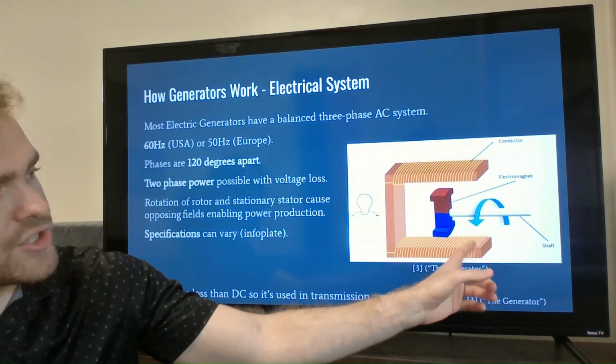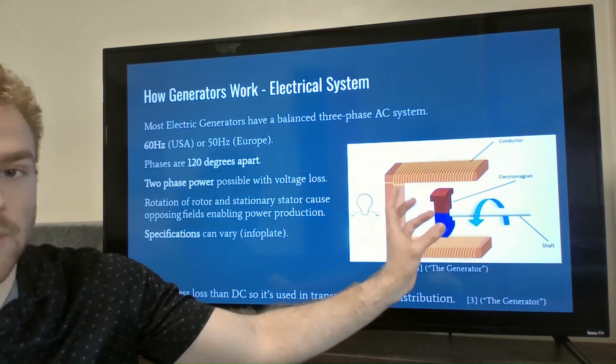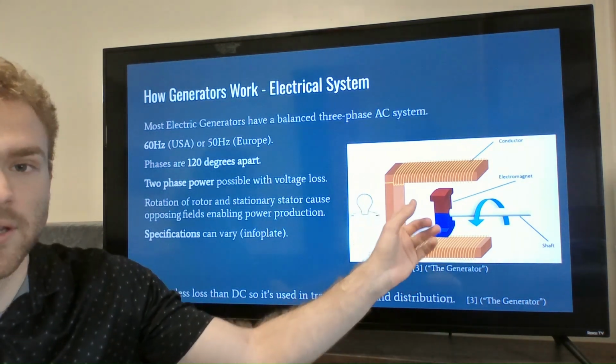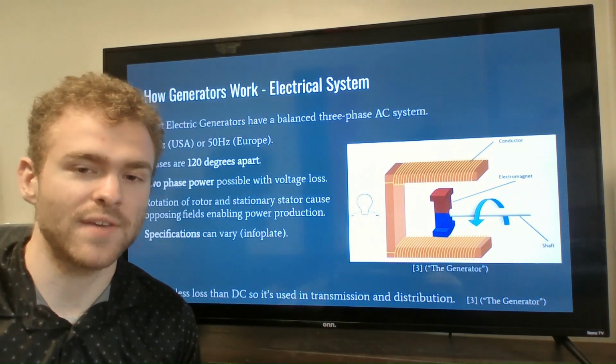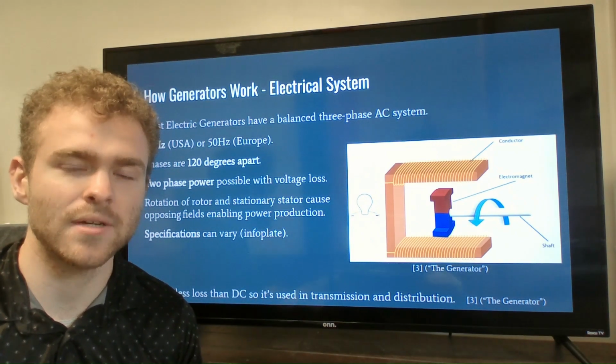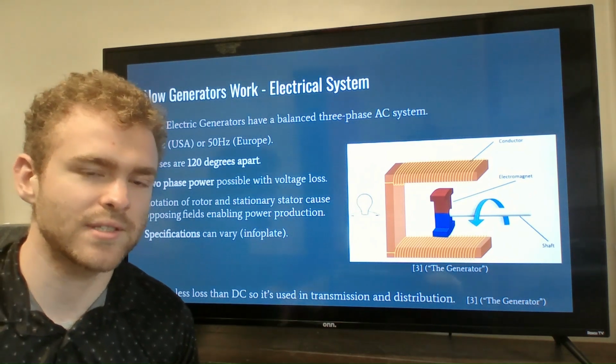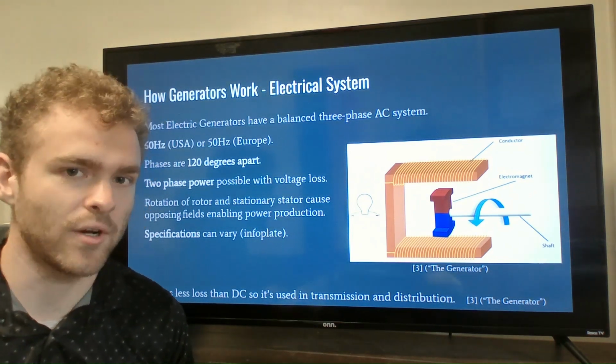So in this diagram, this shaft is acting as the rotor with the electromagnet attached to it, and the conductor is the stator with the coil of wire. Most electric generators have a balanced three-phase AC system. In the United States, you'll see them having 60 hertz, which is the frequency, or 50 hertz over in places like Europe.